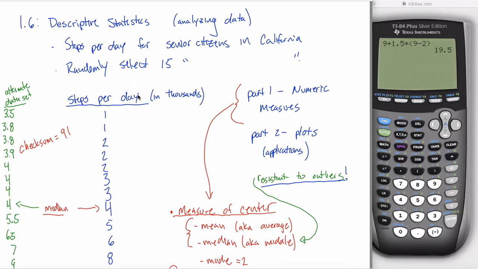All right, we're moving on to part 2 of 1.6. We're going to continue to do descriptive statistics. So we're still going to have a whole bunch of data given to us, and our goal will be to summarize that data. However, now we're going to do it differently.